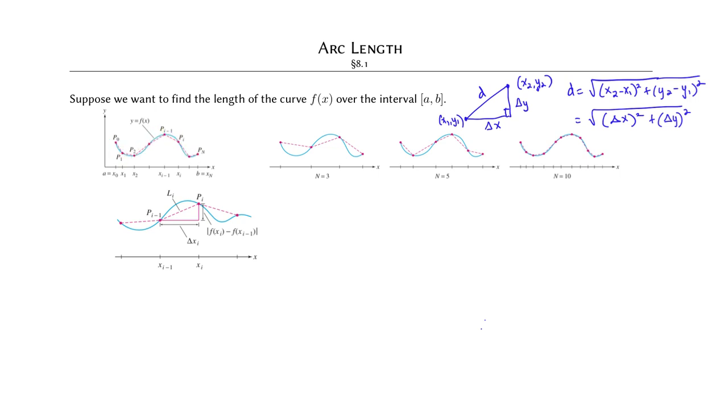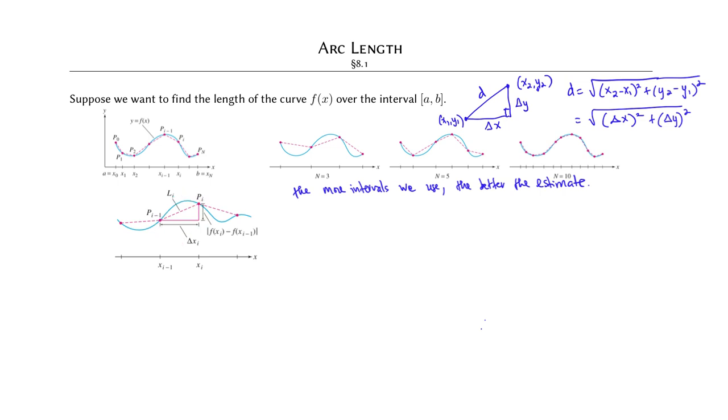To find the length of the curve f of x over the interval a comma b, we divide the interval a comma b into n intervals. On each of these intervals, we connect the 2 points on the curve, and we use the distance formula to estimate the curve in any interval. The more intervals we use in our estimate, the better the estimate will be. The difference between the length of the curve and the line segment is the error.